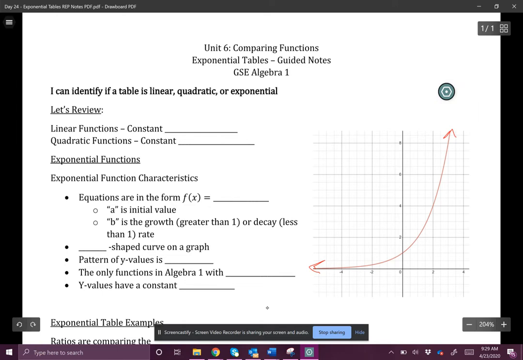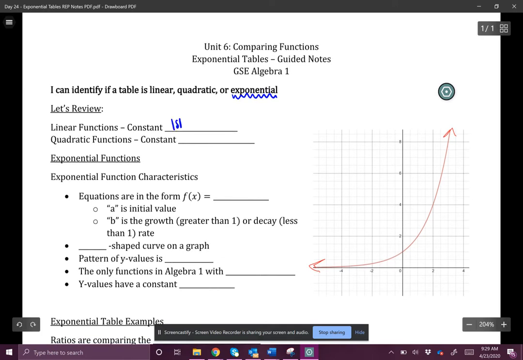Our goal today is I can identify if a table is linear, quadratic, or exponential. It's similar to our goal from yesterday, except for today we're just focusing on exponential tables rather than linear or quadratic ones. But let's review really quick. From yesterday, if we were looking at a linear function in a table, we know that we would have a constant first difference. That means the pattern of our y values, the first difference that we saw, would be the same.